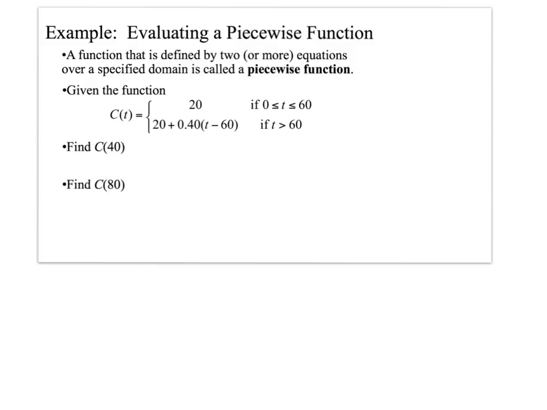So in this case, we have the function of t is either equal to 20 when the x domain falls between 0 and 60. Otherwise, the function is described using this equation if t is greater than 60. So when you're evaluating a piecewise function like this, you look at what the x value is. When you want to evaluate the function when x is equal to 40, you choose the equation depending on the domain that it describes. So 40 lies within this domain here.